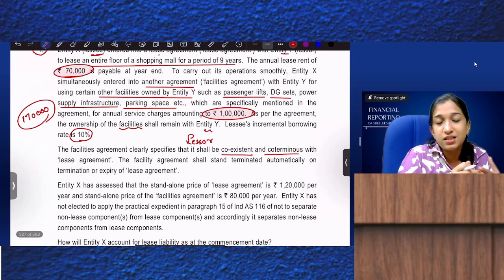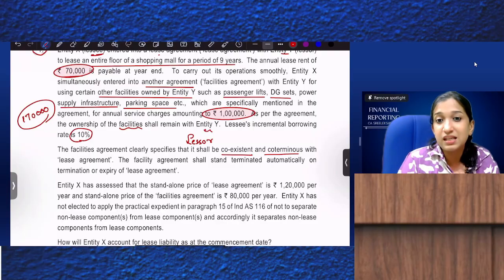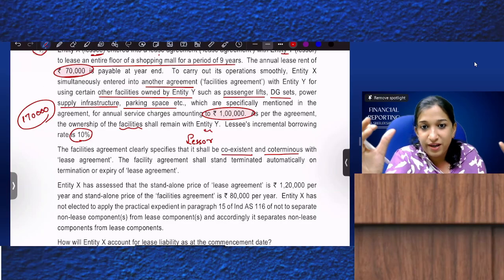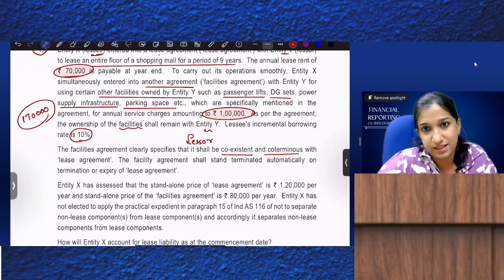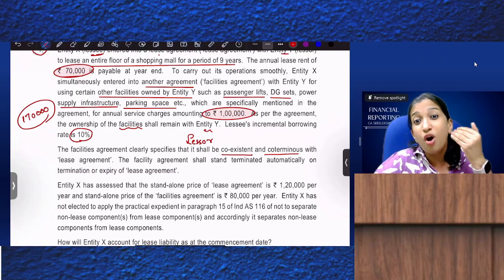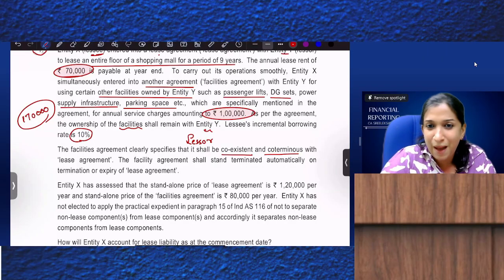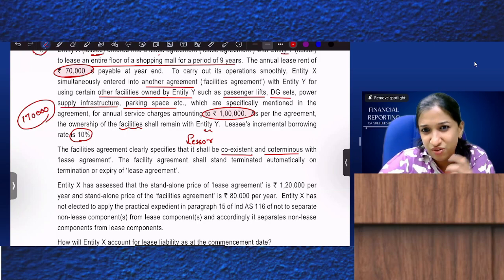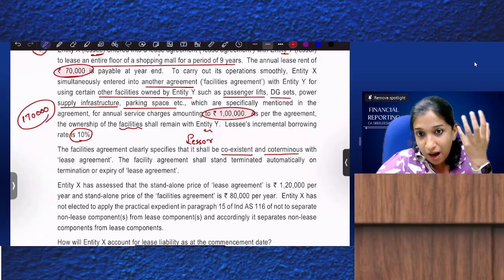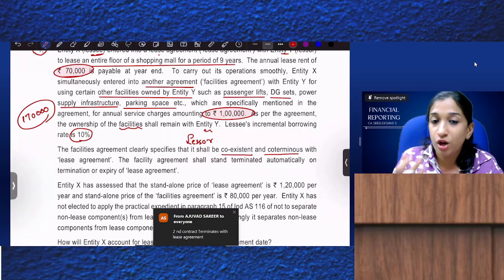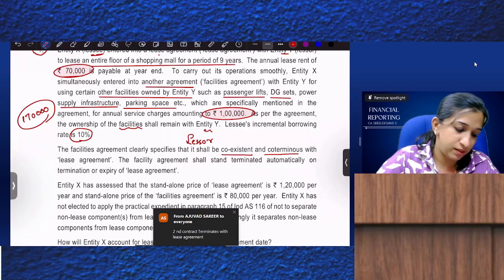Coexistent and coterminous with the lease agreement means, because you are taking one floor on rental basis, we are giving these facilities. If you're not taking that floor on rental basis, do you need the passenger lift? Do you need these DG sets? Do you need this other infrastructure, parking? Is all this required? No. You have a lease agreement. That is the reason you are going for this facilities agreement. The second contract terminates with the lease agreement.